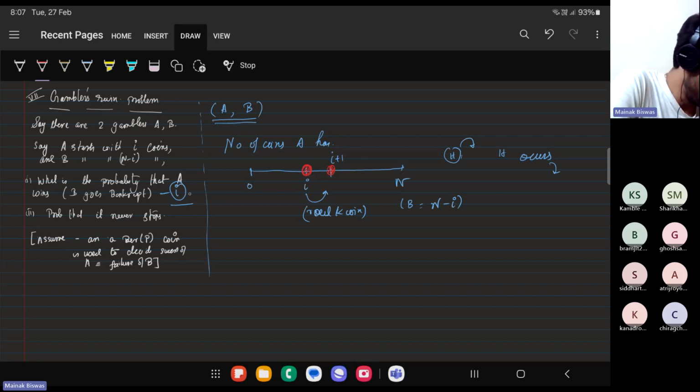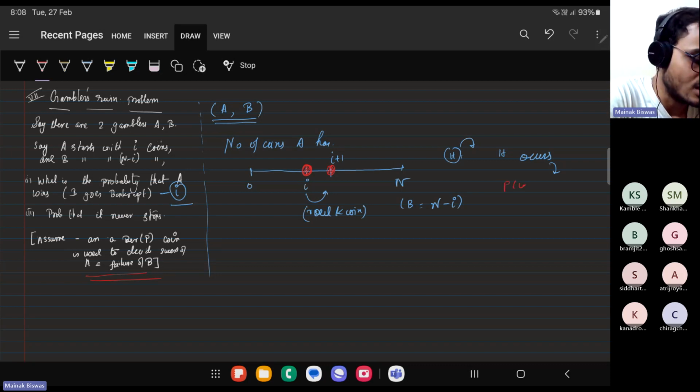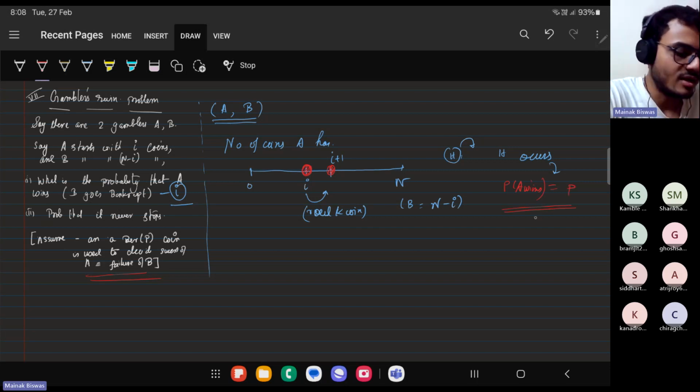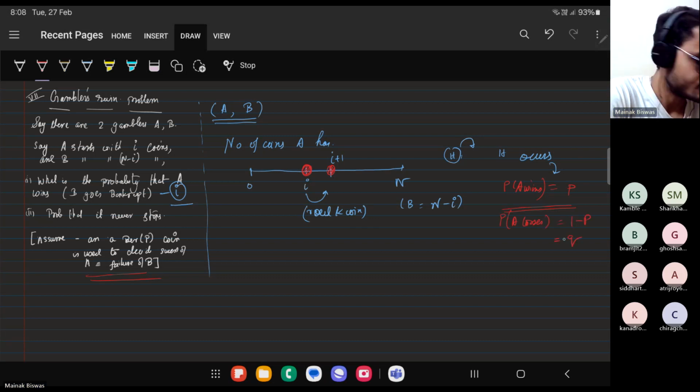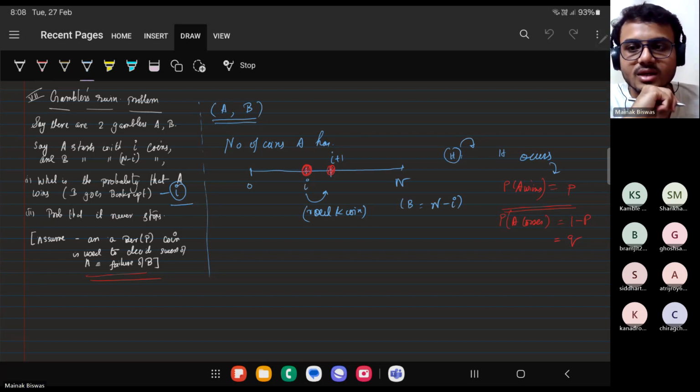So the idea is to assume that a Bernoulli p coin is used. That is, the probability that A wins each round is p, say small p, and the probability that A loses each round is 1 minus p, which we write as q. These are the definitions I'm writing down initially.